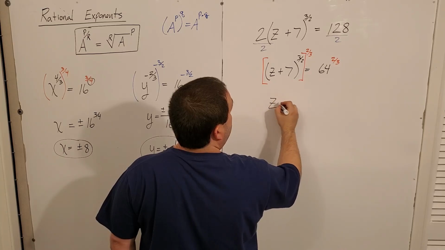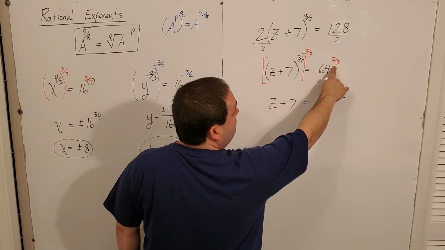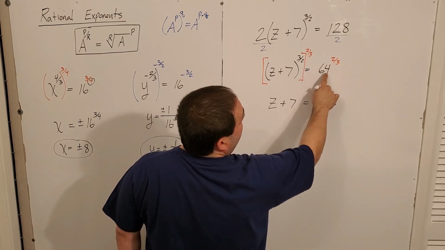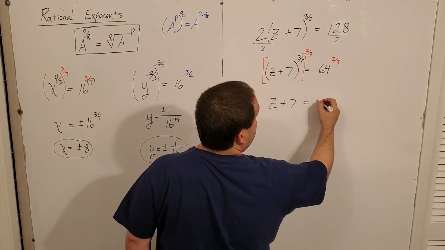This is just z plus 7. Then 64 to the 2/3. What you have is the third root of 64, which is 4, squared is 16.